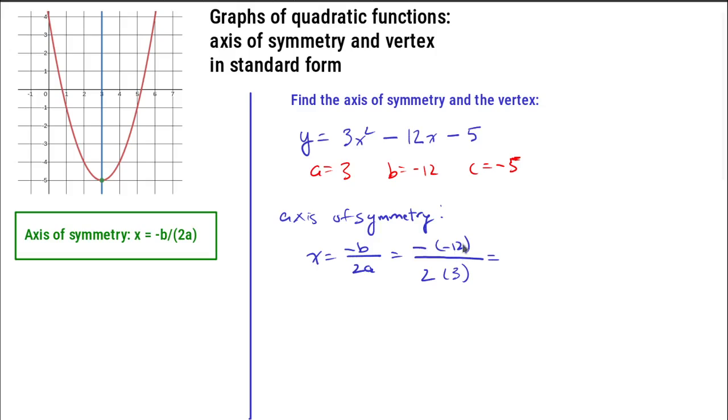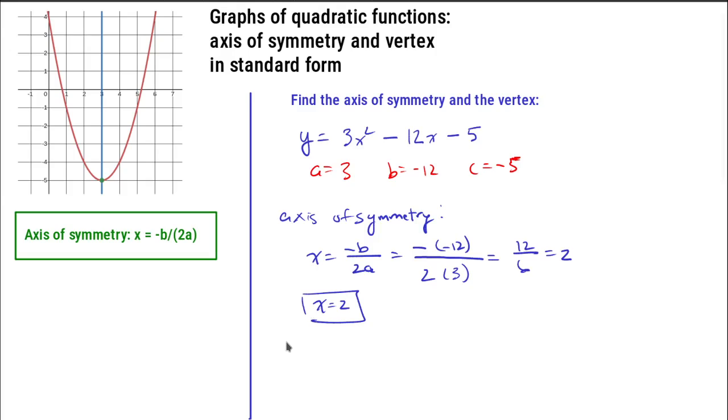So negative 12. Negative times a negative is positive, so 12. 2 times 3 is 6. 12 divided by 6 is 2. So our axis of symmetry is x equals 2. Okay, that wasn't too bad.